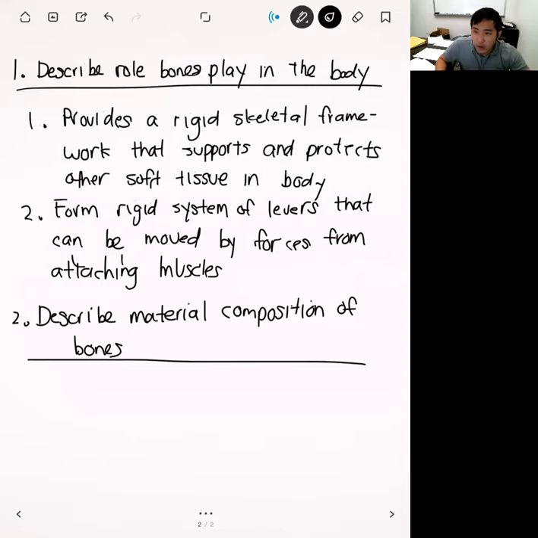All right, and so to sum this up, basically, bones are made of some hard minerals. Okay, hard minerals and collagen and water.